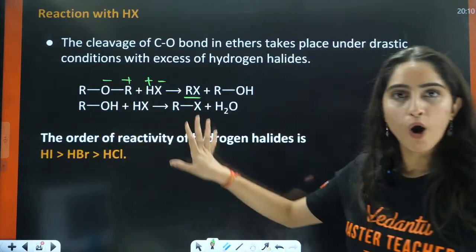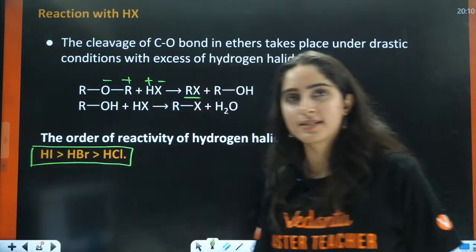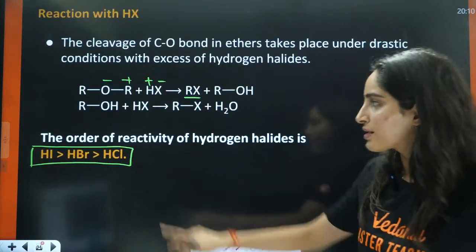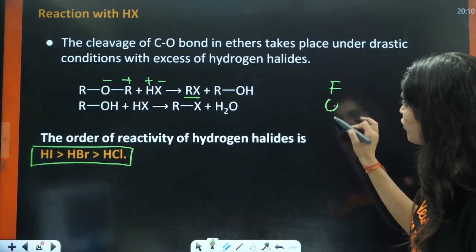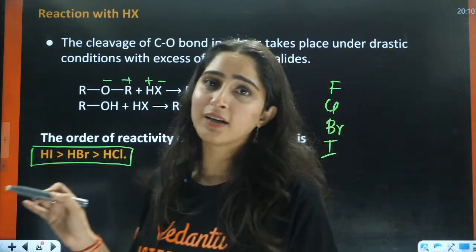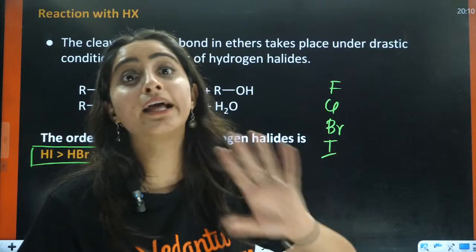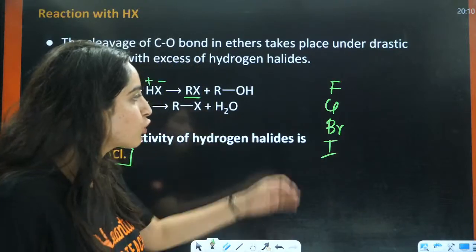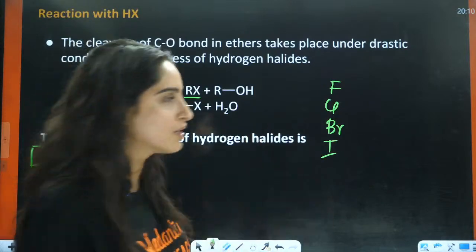So firstly, let us see the order of reactivity. The order of reactivity is with HI, then HBr, then HCl. Reason being, what is the reason for this order? Because down the group, you have fluorine, chlorine, bromine, iodine, right? And this is how inorganic and organic chemistry are linked to each other. If you don't know the core concepts of inorganic chemistry, it is very difficult to do organic chemistry, right?